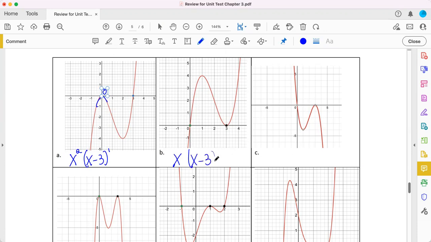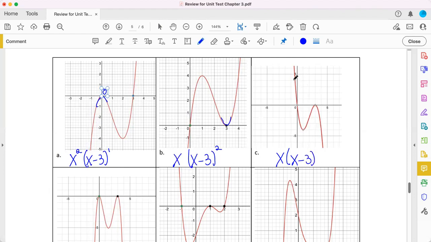So maybe that's a good starting point. But now you have a multiplicity of 2 here. Again, because it hits and bounces like an even exponent would. So there you go. And same song and dance here. Oh, they really like these problems. Root of 0, root of 3.